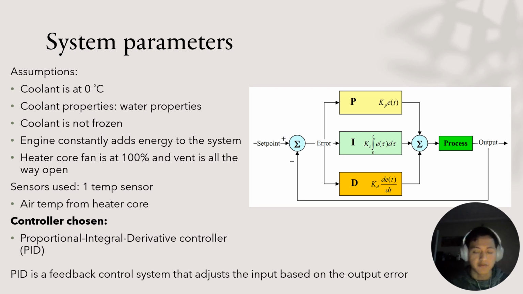The sensor that I'm going to be using for this is just one temperature sensor, which reads the output temperature from the heater core, and eventually that's what's going to get fed back into the system. The control that I chose to model here is a proportional integral derivative controller. A PID basically takes the input error and then modifies it so that once it passes through the process, it has the minimized error. The temperature that the sensor is acquiring is the temperature that's going to get fed back into the system, and then that error is what is going to get minimized by the PID.